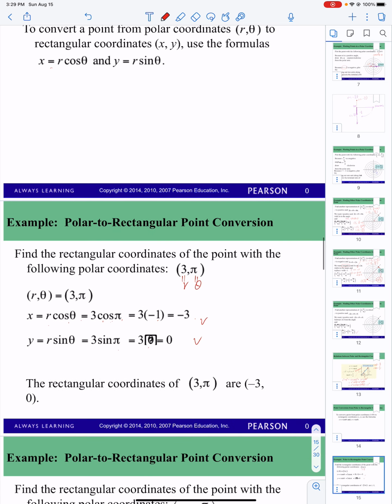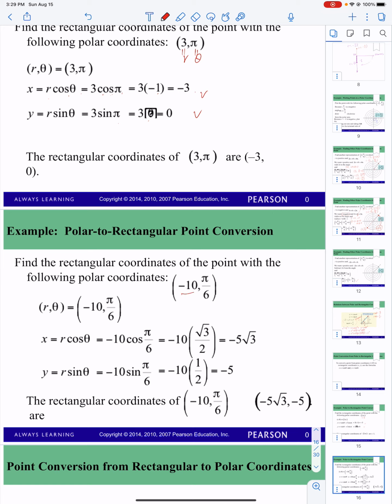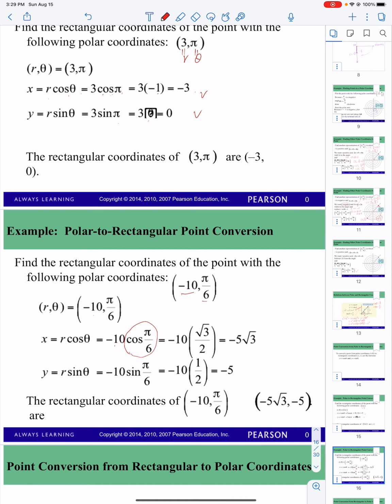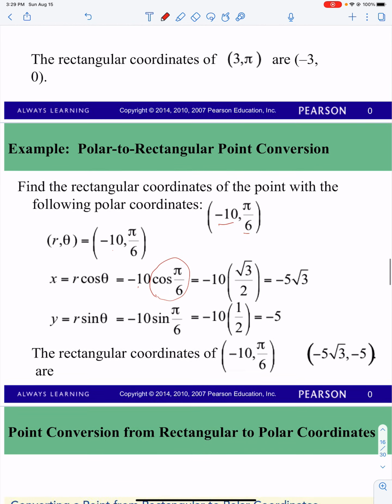Okay, so negative 3, 0. Okay, good. Then we have the polar coordinates, what is it? Negative 10, pi over 6. So negative 10 times cosine pi over 6 is negative 5 square root of 3. Negative 5, so you have cosine pi over 6, you should know that, and that is square root of 3 over 2. Okay?